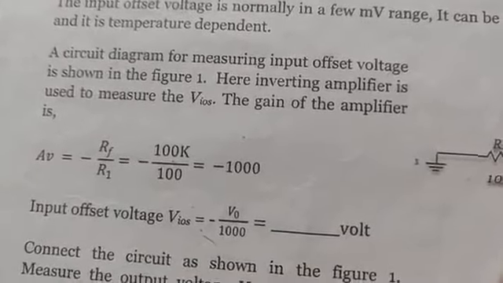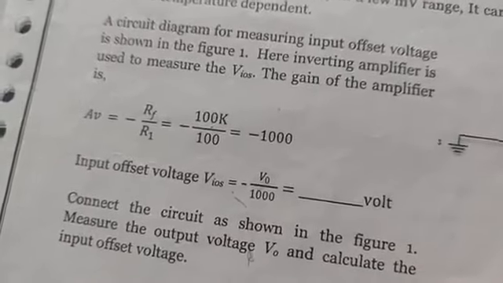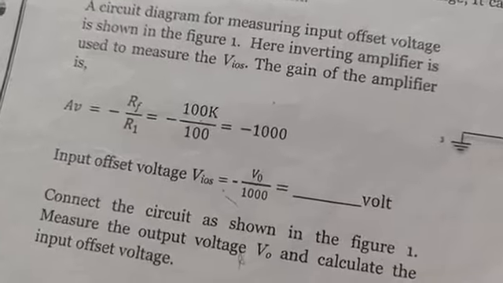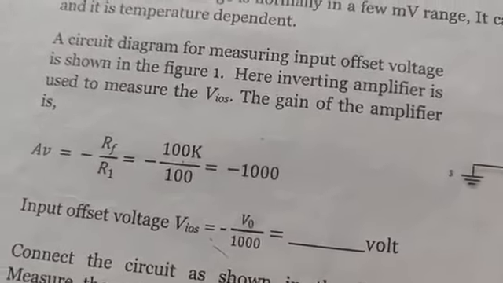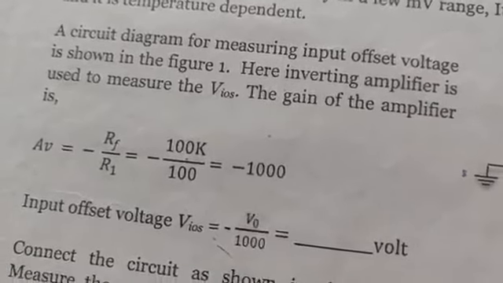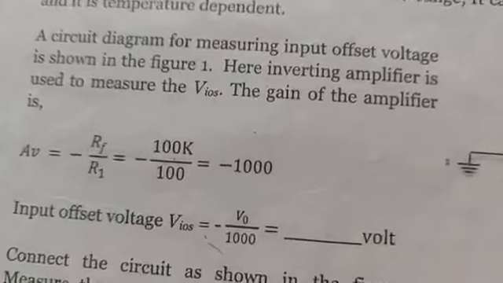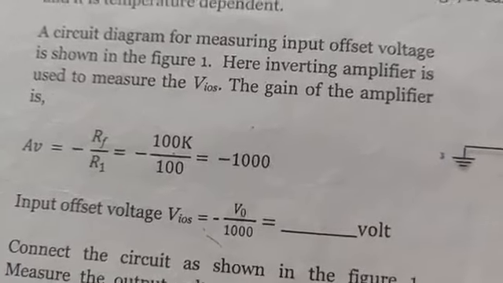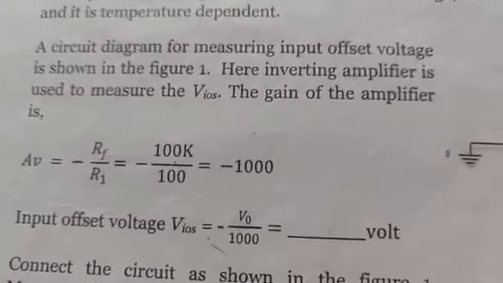Input offset voltage. Input offset voltage is nothing but, the gain of the amplifier is equal to V0 upon Vi. And this VIOS, we can make the subject of the formula, that means V0 upon gain. Gain was 1000, so we divide the output voltage by 1000 and we'll get the input offset voltage.